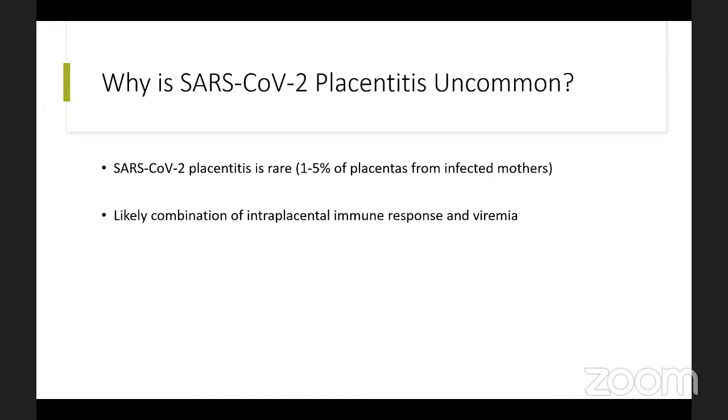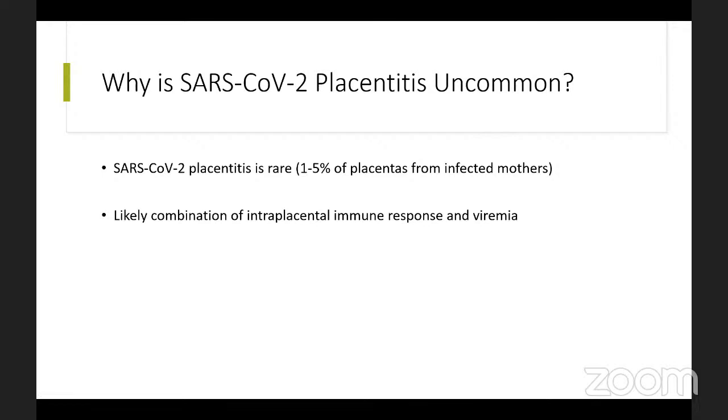So now, stepping back from just the question of why some SARS-CoV-2 cases of placentitis result in stillbirth, let's ask the question: why do not all cases of maternal SARS-CoV-2 infection cause placentitis? In general, SARS-CoV-2 placentitis is very rare. Our best estimates are that basically 1 to 5% of placentas from infected mothers demonstrate these changes.